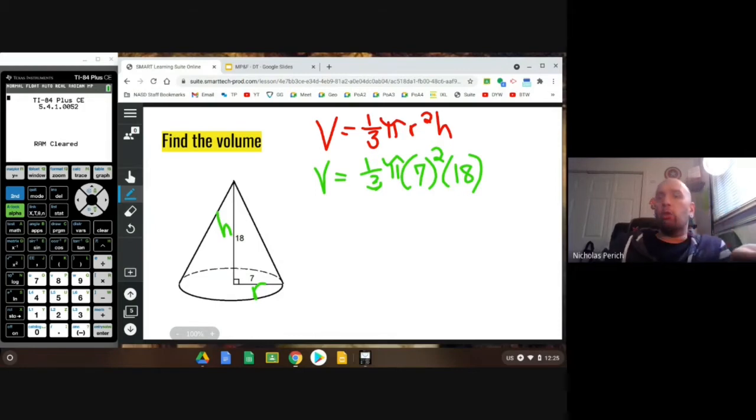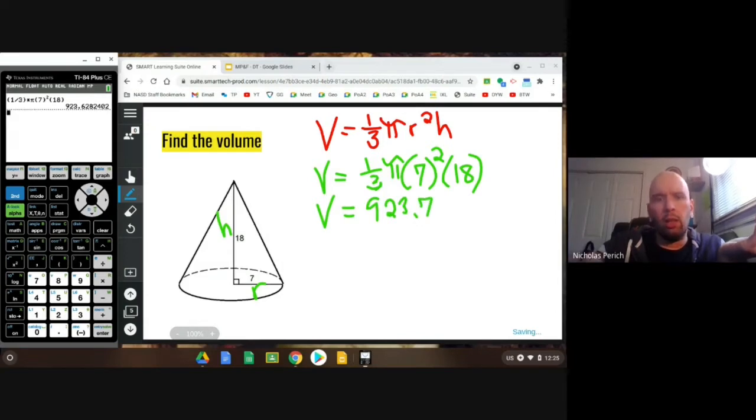Now let's use our calculator to do the multiplying for us, okay? 1/3, you ready? Parentheses 1 divided by 3 is going to be my 1/3. Times, where's my pi? There's my pi right there. So I'm going to hit second, little caret thingy, times pi, parentheses 7, close parentheses, x squared button, parentheses 18, close parentheses, enter. V equals 923.7. I don't have any units, so I'm going to write out units cubed.